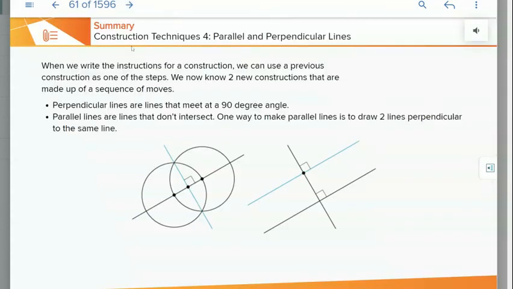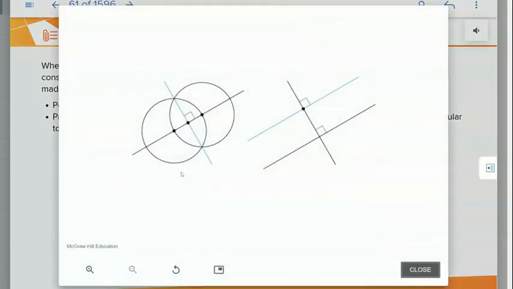All right, so the summary, we have two constructions that you need to know how to construct using GeoGebra. I recommend that you try that and watch back on my steps from previous. Other than that, that is it.